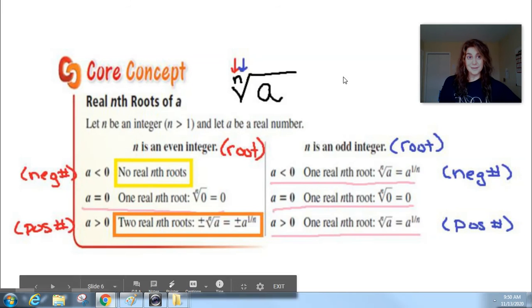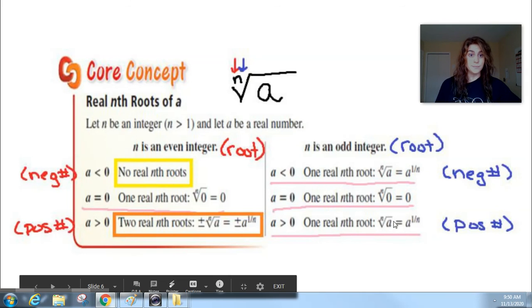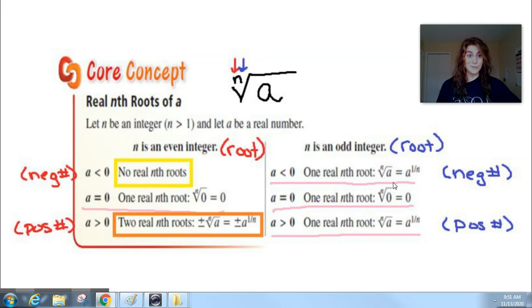The flip side of it is now we're bringing in odd roots. So if I have a 3rd root or a cube root or a 5th root, 7th root, anything that's an odd number, they all have one single answer. No matter what, it is the sign of the answer. So the root here is going to be a negative value. The root here is going to be 0. And if it's a positive value, it's going to be a positive value. So whatever the sign of the number is, you will have one answer to it.